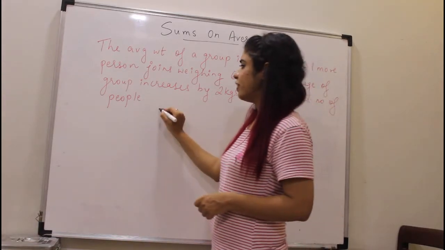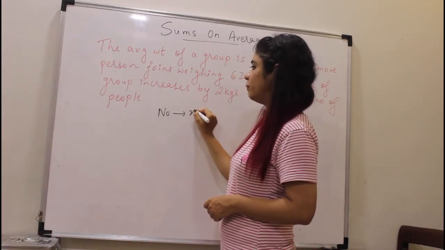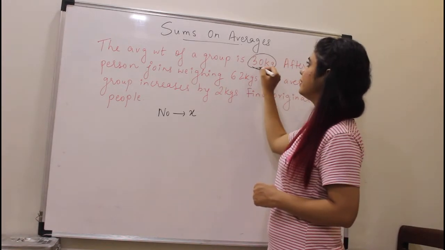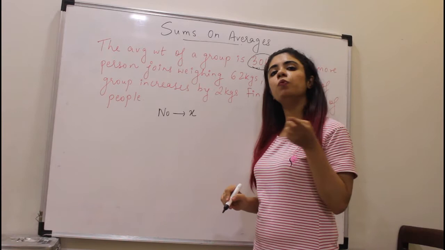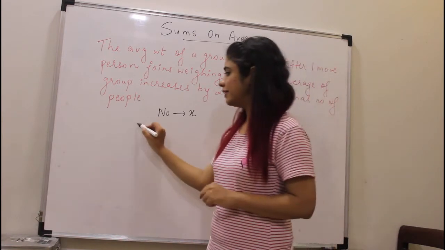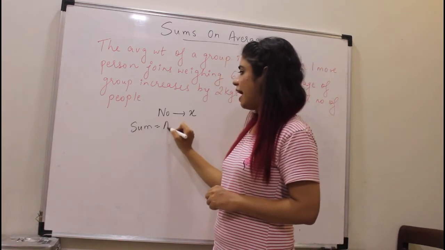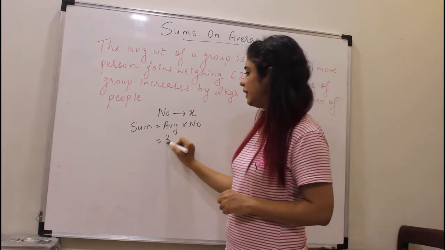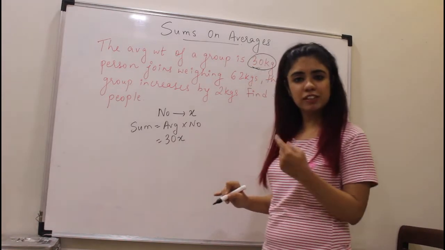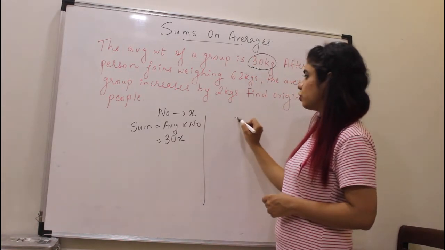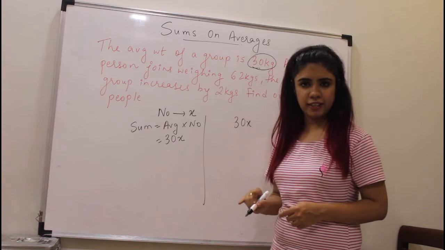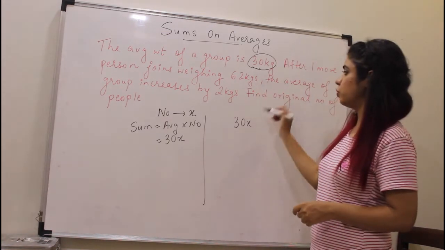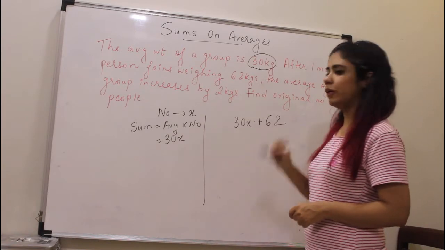Okay? Suppose I assume initially the number of people were X. The average was 30 kgs. If I ask you what is the sum? How do you calculate the sum? Your sum is the average into number of people. So the average was 30, number of people were X, so your sum becomes 30x. Okay? So your initial sum was 30x. One more person got added whose weight was 62 kgs.